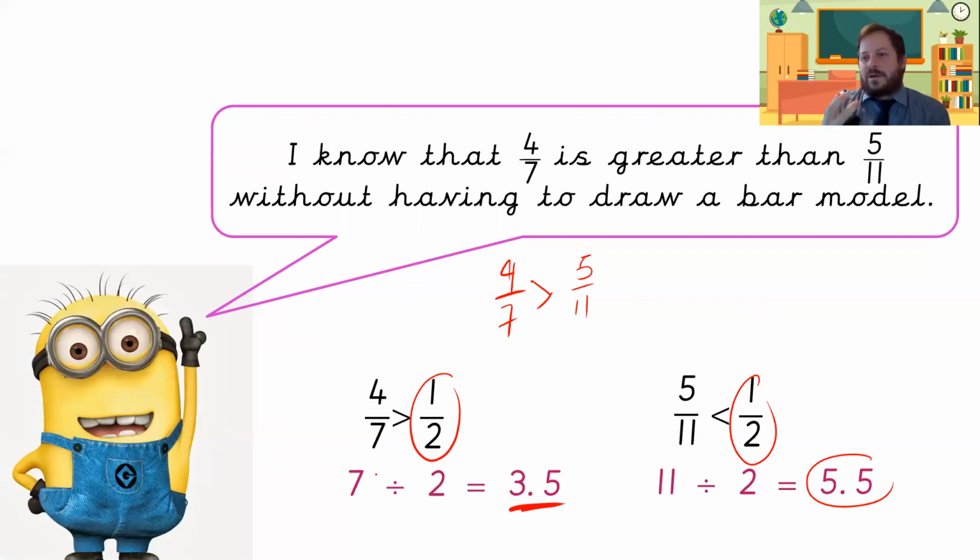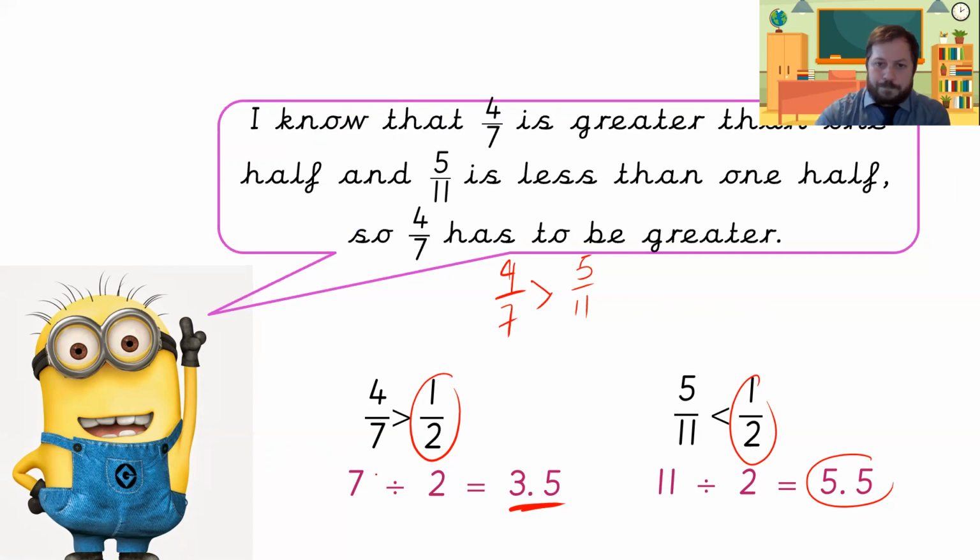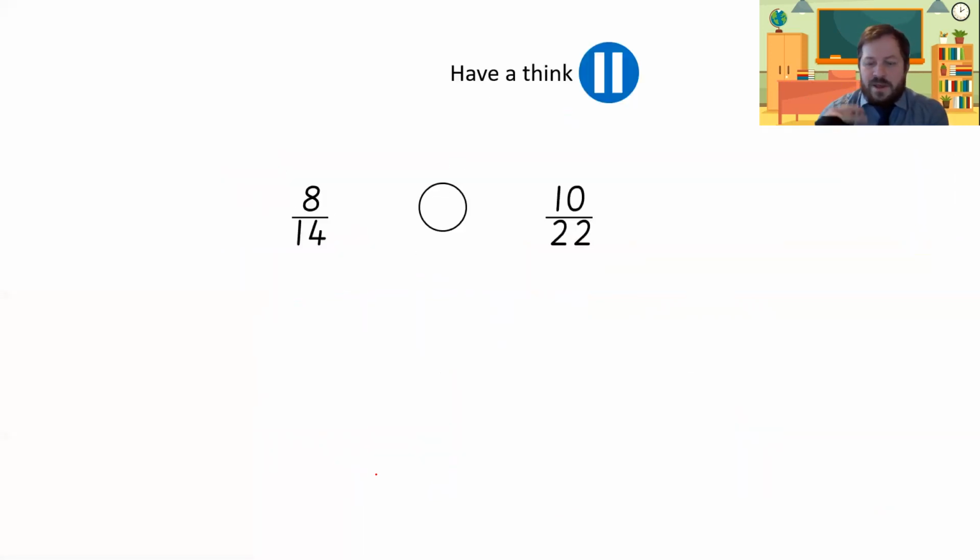It's the same way as if I was to say, okay, I know that 5 is greater than 4, and I know that 3 is less than 4, so I know 3 must be less than 5. That's the same idea. So have a think about this one. Could you use your knowledge of halving in order to help you?